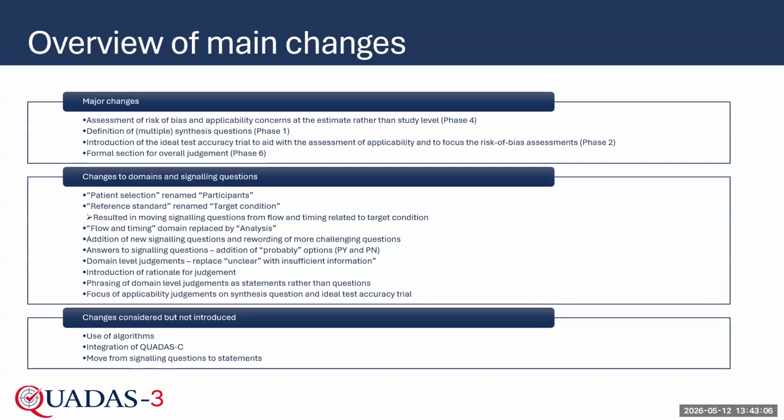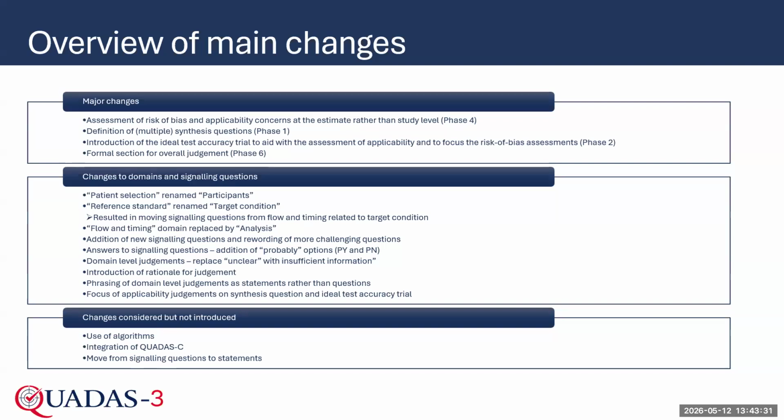The potential to have multiple synthesis questions and to link these clearly to the estimates that we're assessing. The ideal test accuracy trial is a real new stage to QUADAS 3. It does make it quite a bit more complicated. It means we're using QUADAS 3 in our second review that we're doing now, and that having a lot of thinking, a lot of discussion at the start is really important.